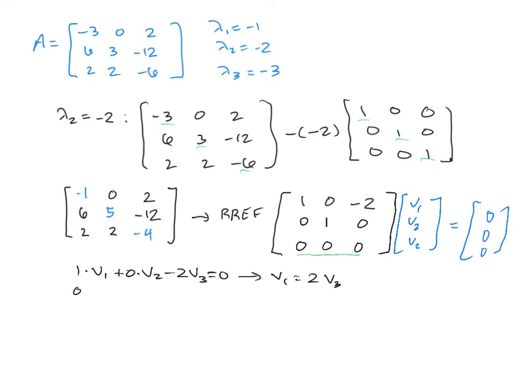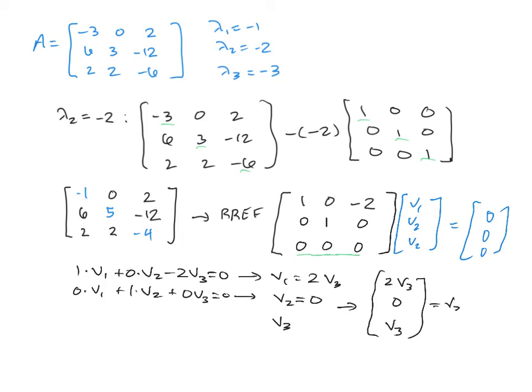The second row says that 0 V1 plus 1 V2 plus 0 V3 equals 0. That forces the V2 to be equal to 0, because the only way that this equation can be true is that V2 is 0. And of course, V3 is free, it's just itself. So writing this in vector form, we've got 2V3 in place of V1, 0 for V2, and V3 in place of itself. Factor out the common V3, and we get a 2, 0, 1 eigenvector. So 2, 0, 1 is the eigenvector corresponding to -2.